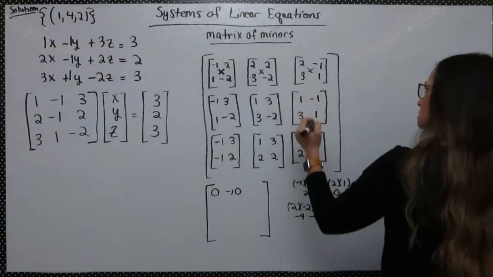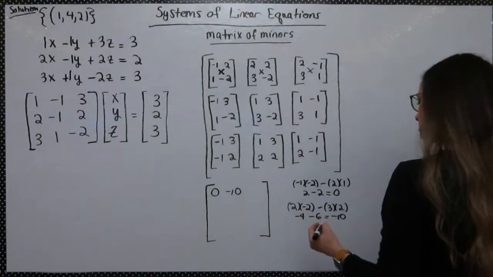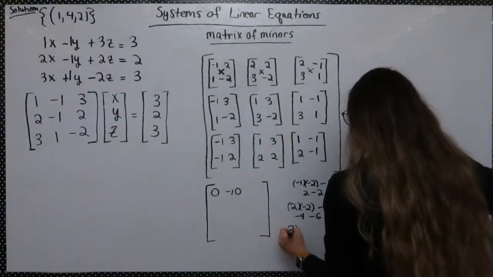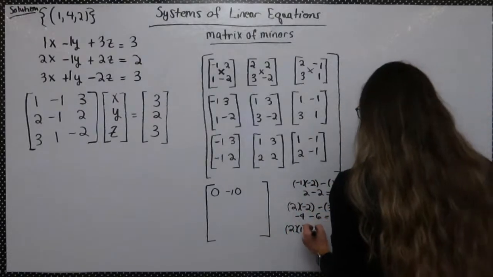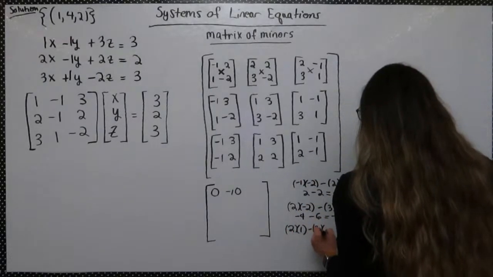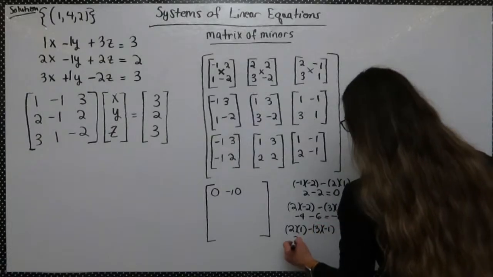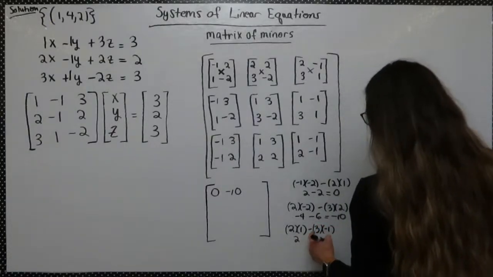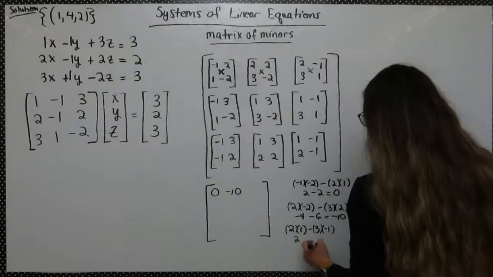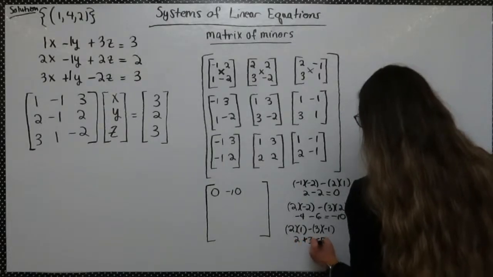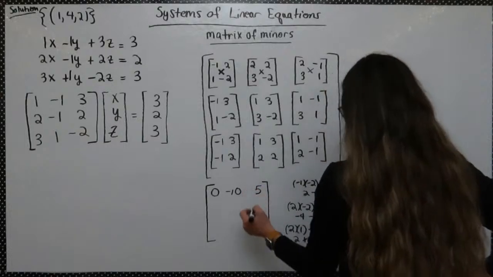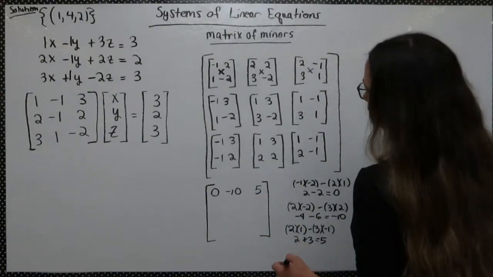2 times 1 minus 3 times -1. That's 2 minus -3, which is +3, and that is going to give me 5. So this one's 5. See if I can fit one more here.